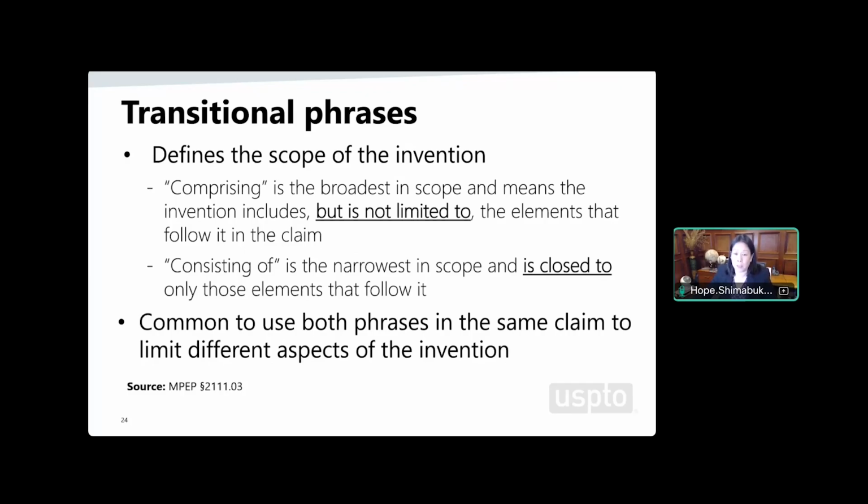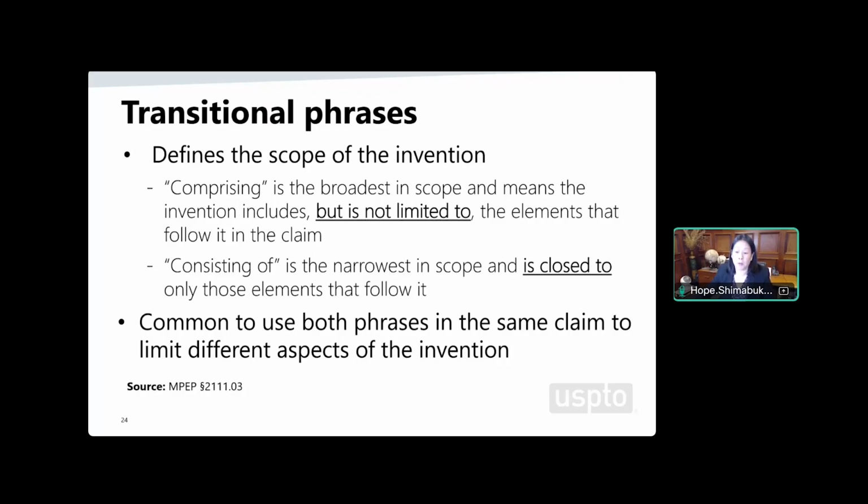So moving on to transitional phrases. The transitional phrase actually defines the scope of the invention. There are a couple of different transitional phrases that can be used, but the two most common ones are the ones that are actually listed here, comprising and consisting of. So with comprising, this is what we typically call an open transitional phrase, which means that the invention includes the elements, but is not limited to the elements that follow it in the claim. This matters during prosecution as well as post-allowance infringement issues.